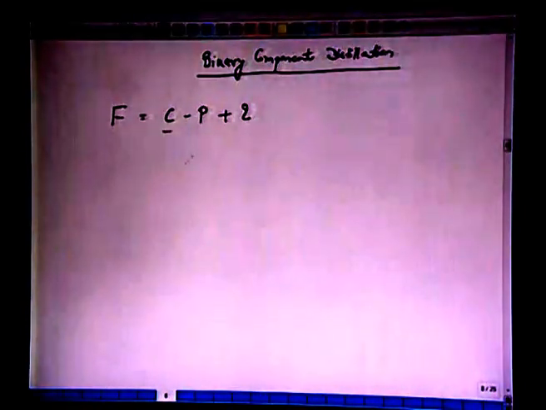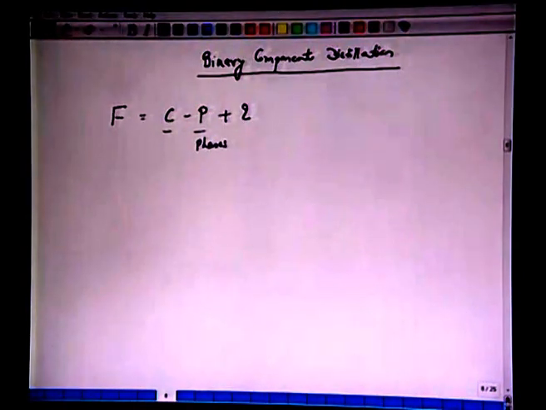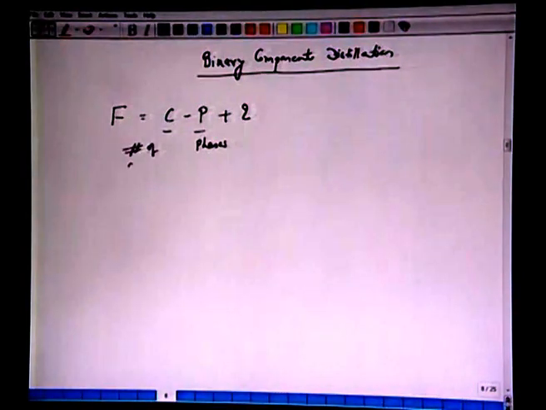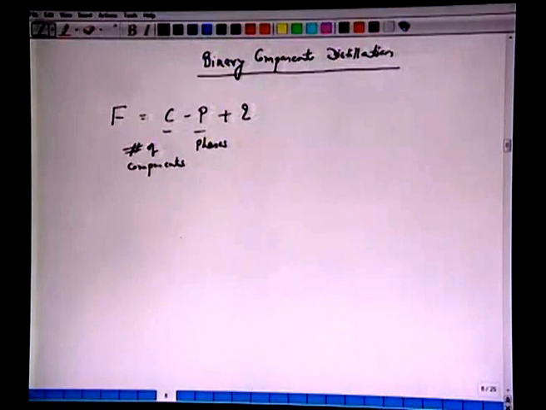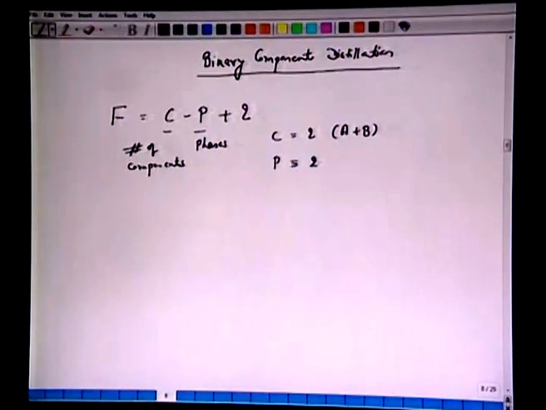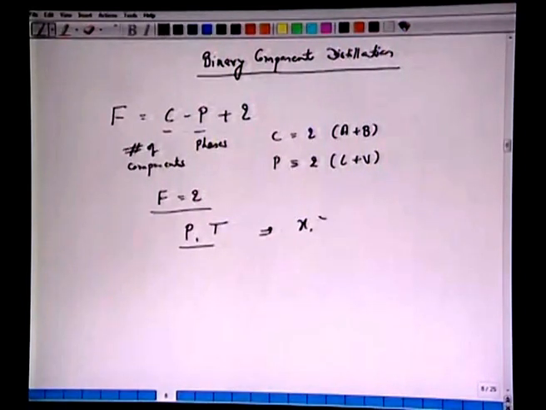C is the number of components, P is the number of phases. In our case we have C equal to 2, two components A and B. Phases we have 2, liquid and vapor, which means degree of freedom is 2. All it means is, if we fix pressure and temperature, then X and Y, the mole fraction of A in the vapor phase and in the liquid phase, are fixed.